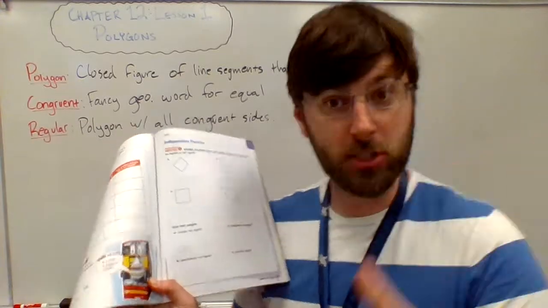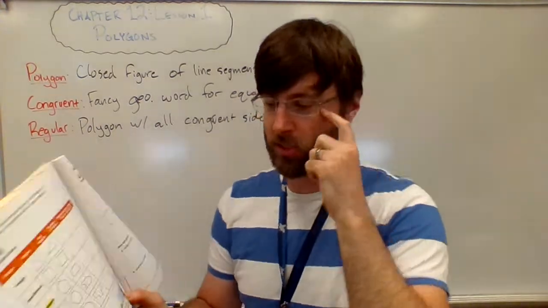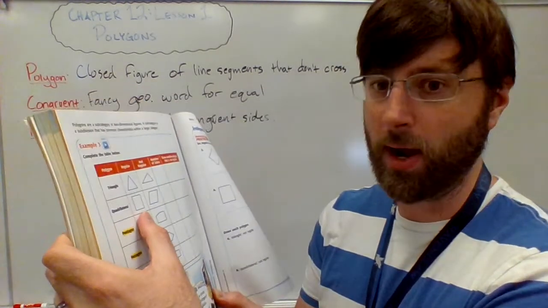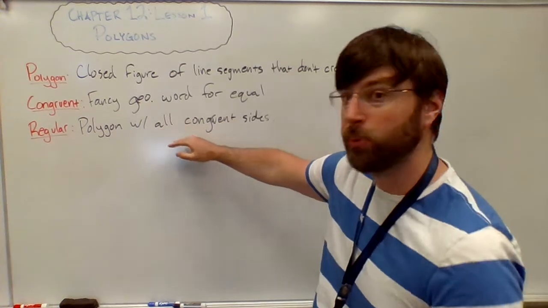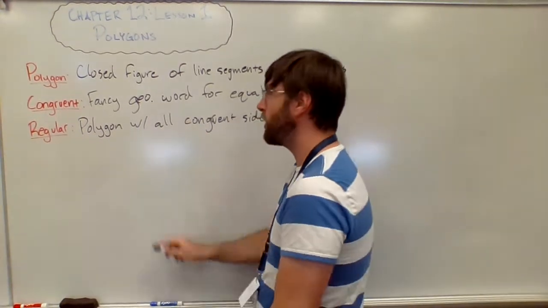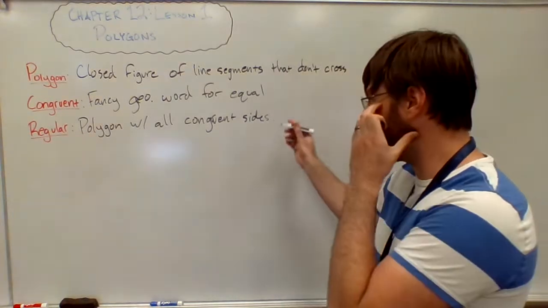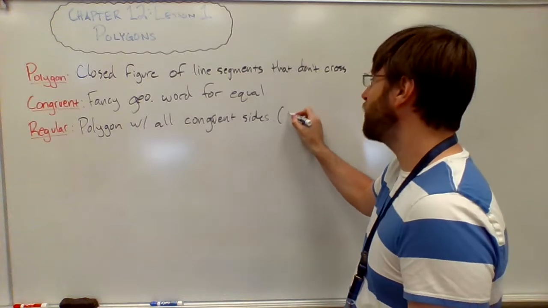So the first thing that I said, if I just wouldn't have second-guessed myself, I would have been fine. The first thing I said was correct. The only regular quadrilateral is a square. And the reason why is because I wrote an incomplete definition up here. It's regular polygons are polygons with all congruent sides and interior angles.